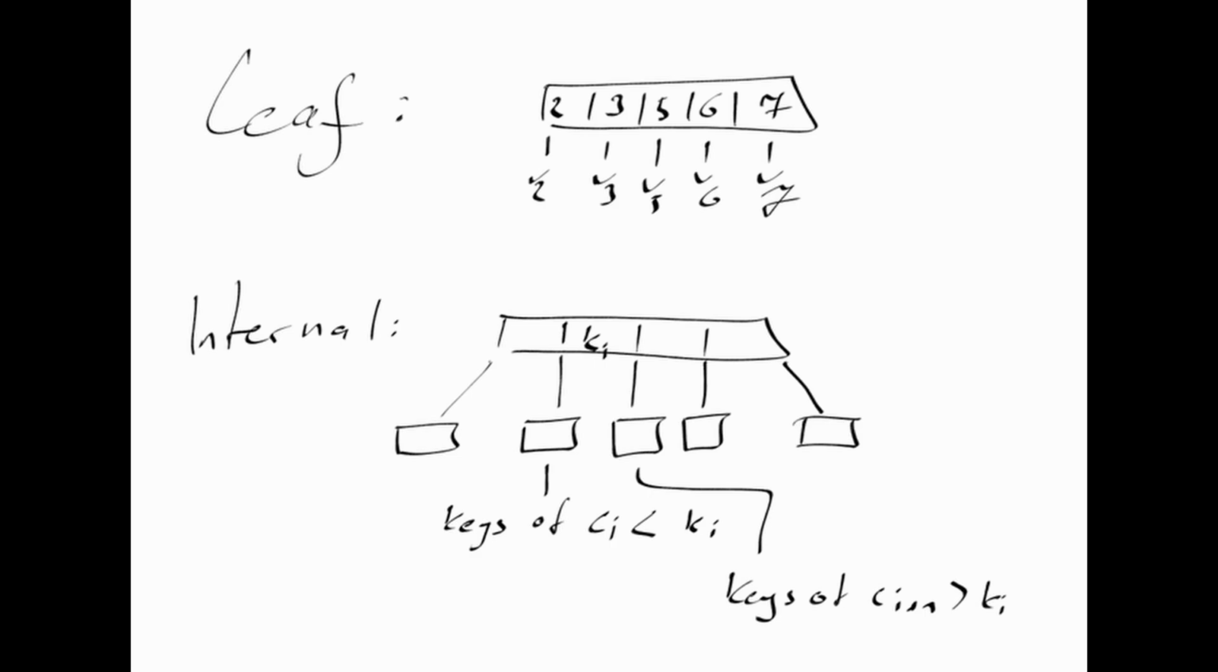Leaves hold key value pairs in sorted order. Internal nodes also hold key value pairs in sorted order, and a list of children in such a way that all the keys are separators between the children, meaning that the left child of a key contains keys that are smaller than the key, and the right child contains keys that are larger than the key. And because internal nodes always have one more child than keys, there's always a right and a left child for each key.